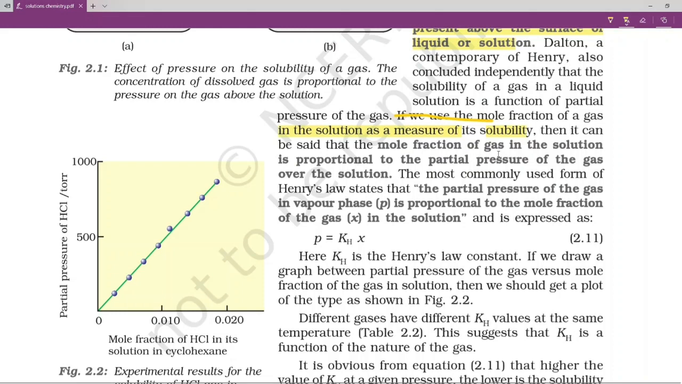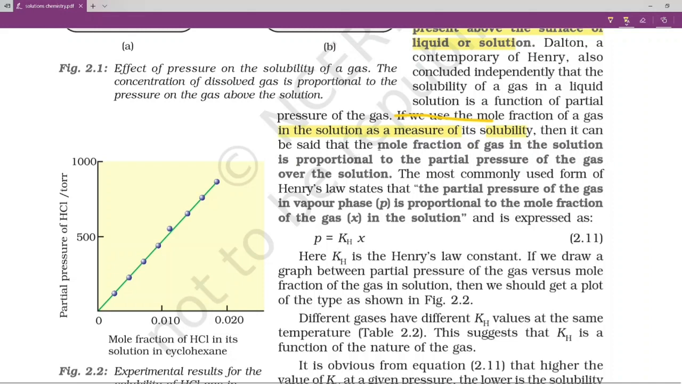We have already discussed the meaning of mole fraction. Mole fraction is nothing but the number of moles of a given solute divided by the total number of moles present in the solution. So the larger the number of moles of solute, the larger will be its mole fraction.